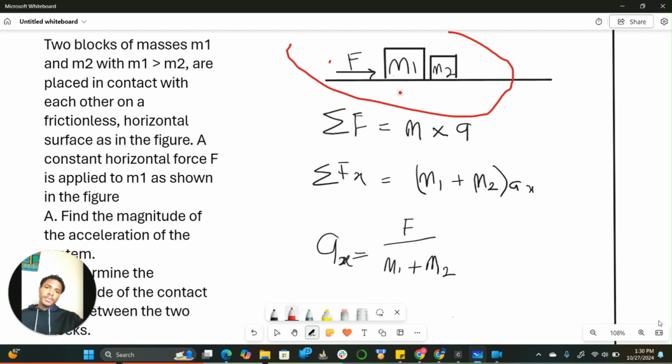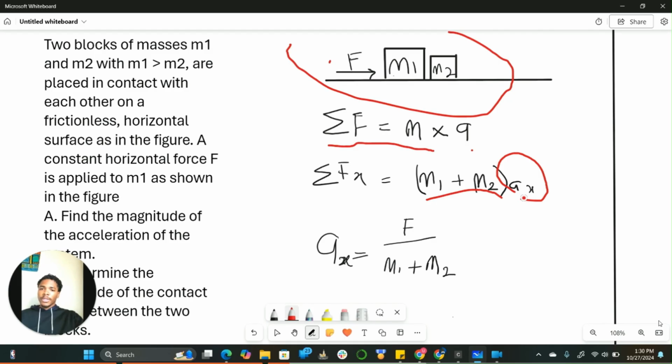In this case, our mass is m1 and m2 because these are the two blocks that the force is being applied on. It's applied on m1, but eventually it's going to be m1 plus m2. So we're going to treat m1 and m2 as one mass. From the second law of motion, the summation of forces is equal to the mass times acceleration. Because we're treating m1 and m2 as the mass, we can write m1 plus m2, and then specify that the acceleration is in the horizontal direction: m1 plus m2 times ax.